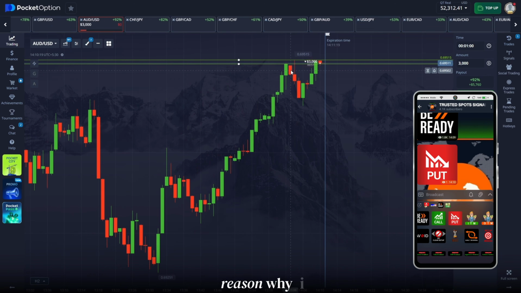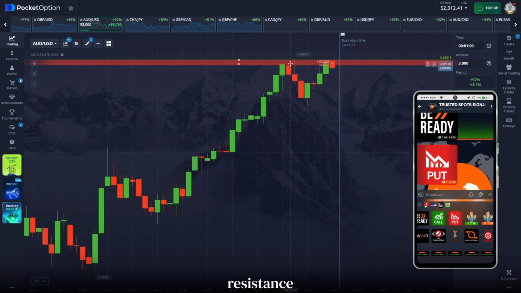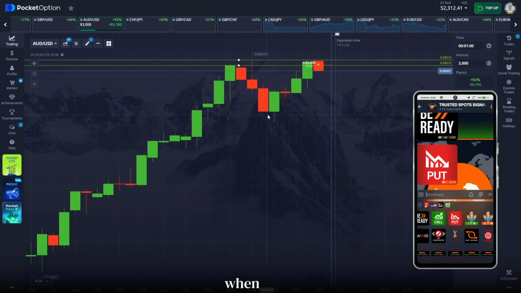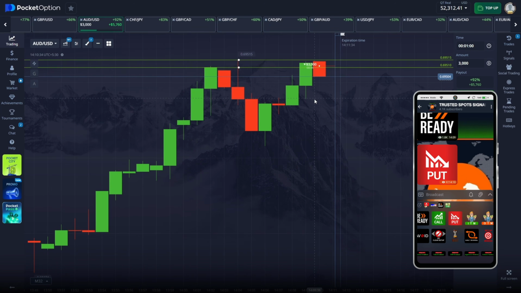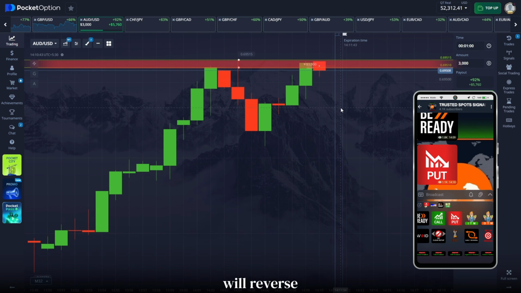The reason why I took a trade in the downward direction is because this was a resistance which previously pushed the price in the downward direction. So this is a selling zone according to me. When price approaches this zone again, if the buyers are not strong enough to break this zone, it means we can expect that sellers will take control again and will reverse the price.